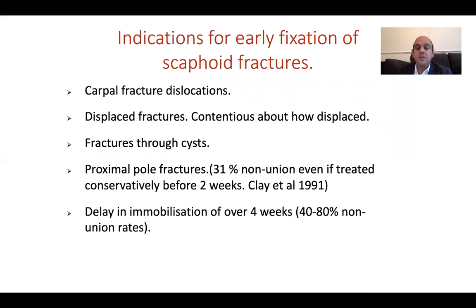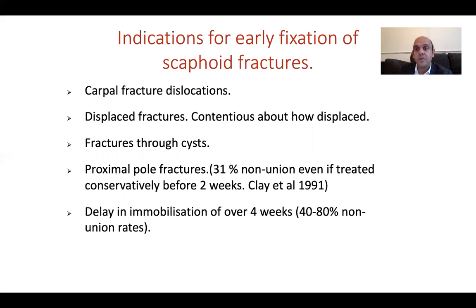Now let's see, this is an exam question, important slide. What are the indications to fix a scaphoid fracture? All those scaphoid fractures with perilunate injuries, displaced fracture for exam is 1 millimeter, i.e. if you can see a clear fracture line or even a tiny step, that's displaced enough in my books to offer the patient an operation.